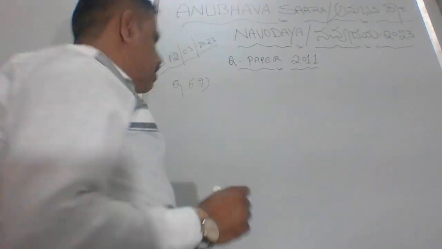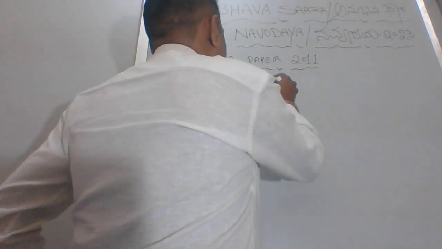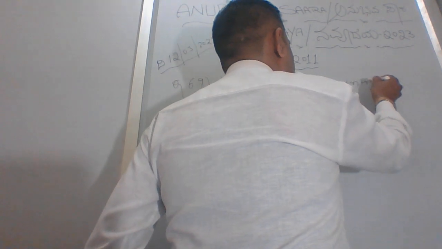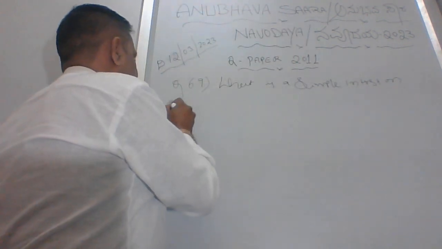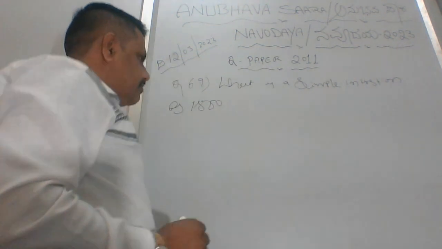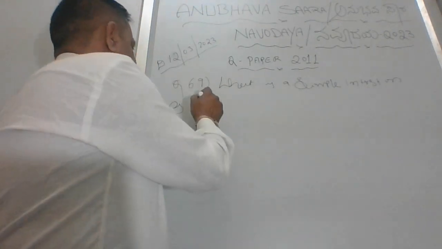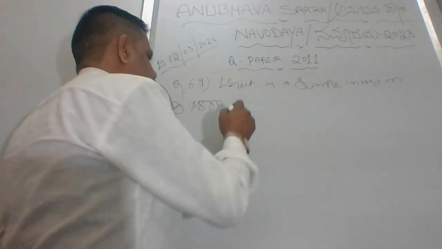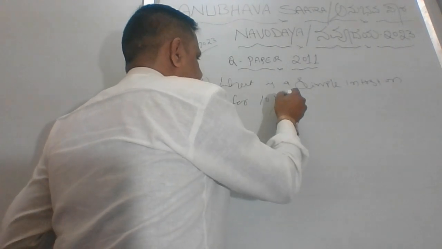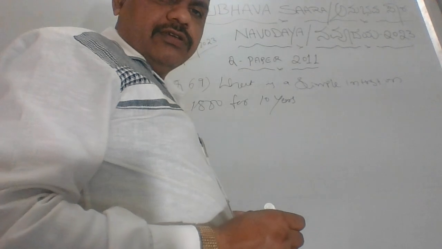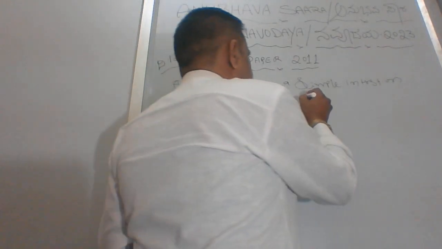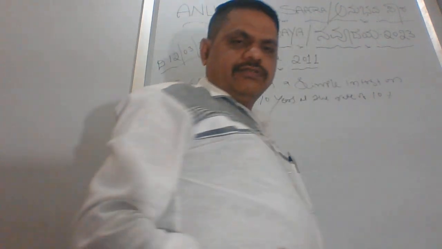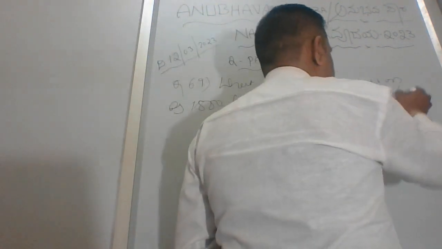What is the simple interest on Rs 1800, let's say 1800, for 10 years, at the rate of 10% per annum?